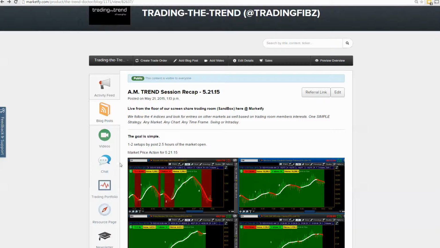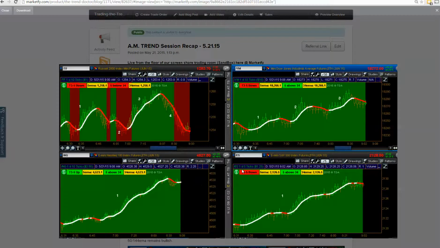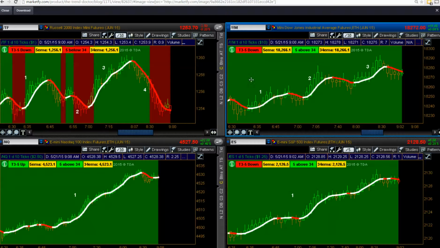Let's jump right into the AM trend session recap here, located at MarketFi, which you can also find a link to on my site at tradingfibs.com. Jumping right in, in the first 2.5 hours we are looking for price action and 1 to 2 setups. We had it here on the TF, price action upside, offering an opportunity, slightly to the downside, and then that rebound that we saw on the TF.